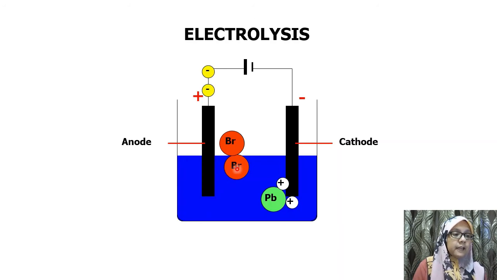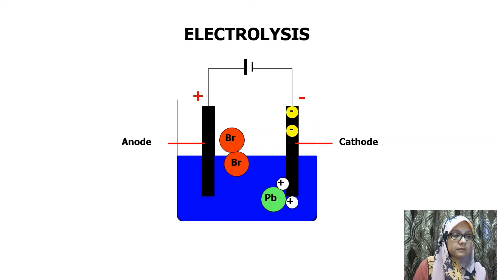Okay, this apparatus setup is under a heating process, because we are using molten lead(II) bromide. So because of the heating process, the bromine molecules will produce bromine gas and release to the surrounding. Okay, now we will see what happens to the electrons. The electrons will move through the battery and arrive at the negative electrode.